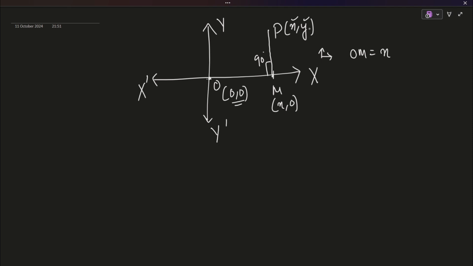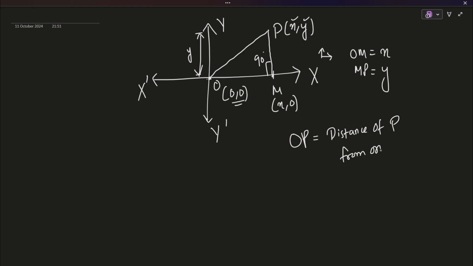Similarly, the comma y here for P would also mean that it is at a height of y units from the origin in the positive y direction, which would also mean that MP is equal to y, where M is this, P is this. Now we can also connect O and P, and this OP here is basically the distance of the point from the origin. So it is distance of P from origin.